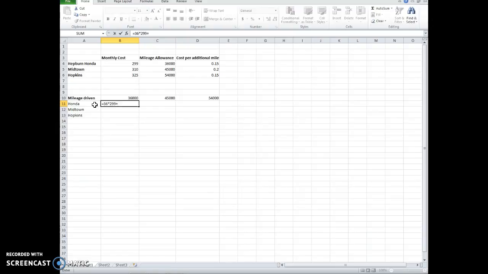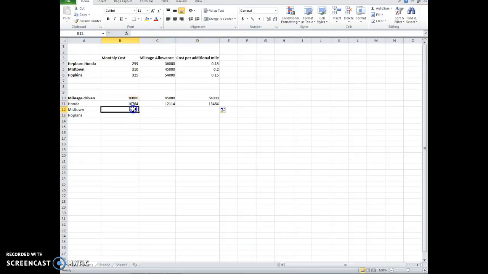And then I need to add the mileage overage. So that's going to be the number of miles actually driven, which is above, minus the mileage allowance, which is 36,000, and then times the additional cost per mile, 0.15. Okay, so then I can drag that to the right.